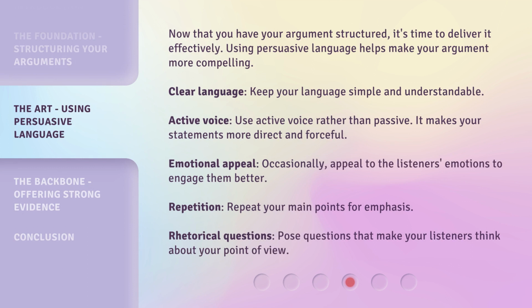Now that you have your argument structured, it's time to deliver it effectively. Using persuasive language helps make your argument more compelling. Clear language. Keep your language simple and understandable. Active voice. Use active voice rather than passive. It makes your statements more direct and forceful. Emotional appeal. Occasionally, appeal to the listener's emotions to engage them better. Repetition. Repeat your main points for emphasis. Rhetorical questions. Pose questions that make your listeners think about your point of view.